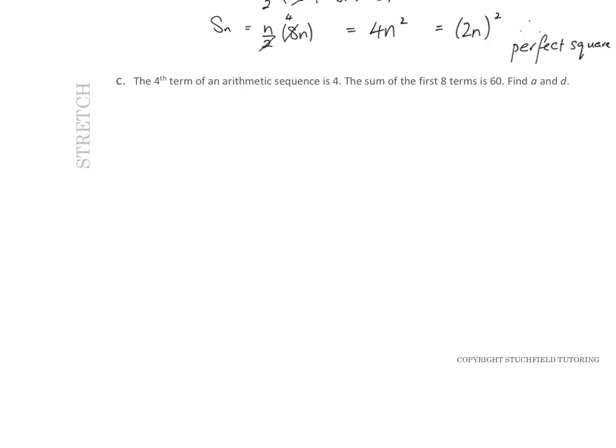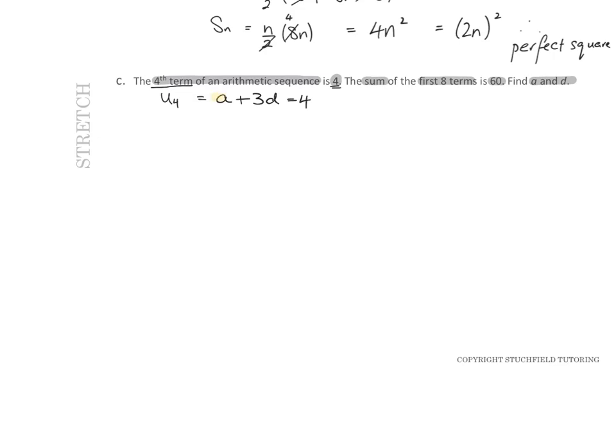Question C. The 4th term of an arithmetic sequence is 4. The sum of the first 8 terms is 60. Find a and d. Okay, so thinking back to arithmetic sequences, remember we have a little mini formula for every term. So the fourth term, U4, is a plus 3d. And that equals 4.